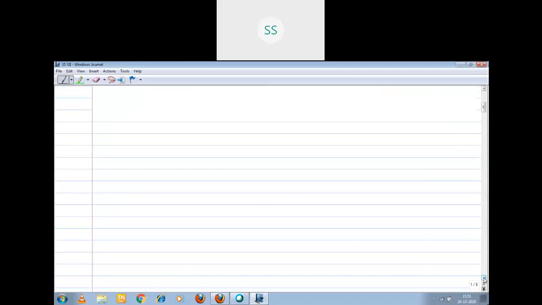Today I am going to discuss in exercise 7.9 question number 11. It is the integral from 2 to 3 of dx divided by x square minus 1.